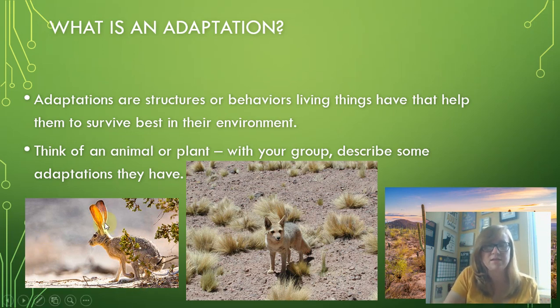And look at the way that this jackrabbit is. Look how long its ears are. That actually helps them dissipate or lose heat through their ears. You can even see the veins in their ears. That helps them lose heat because they have to have some kind of adaptation to help them lose heat because it's so hot in the desert.